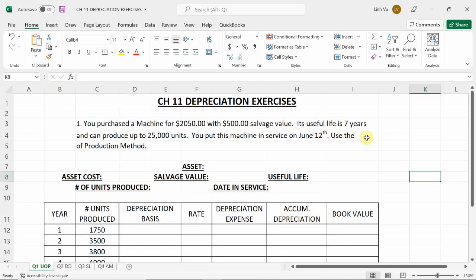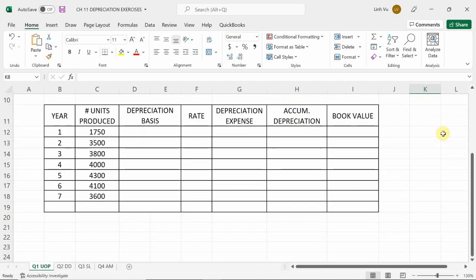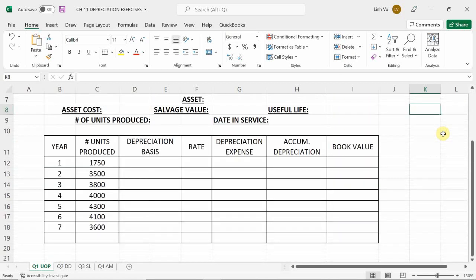All right, so here's the Chapter 11 review for depreciation. What this really focuses on is just how to use and calculate the table. So here's question number 1.